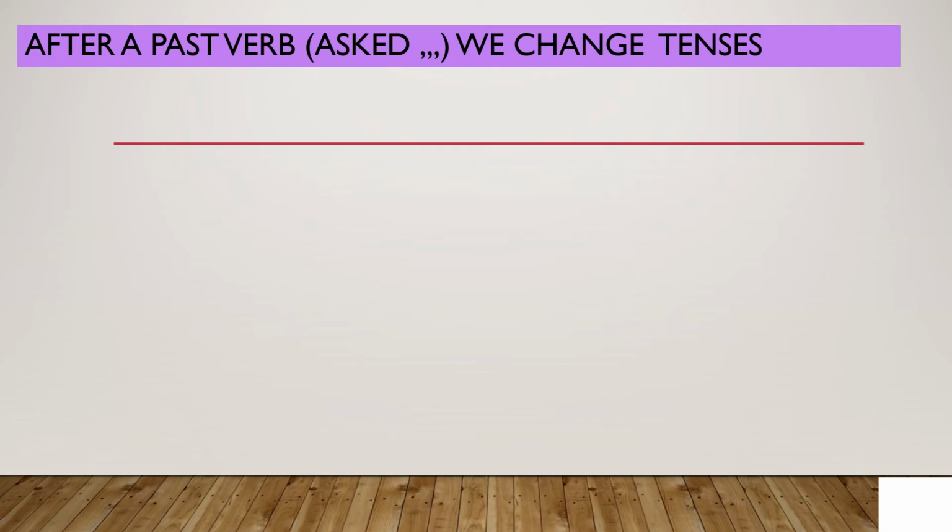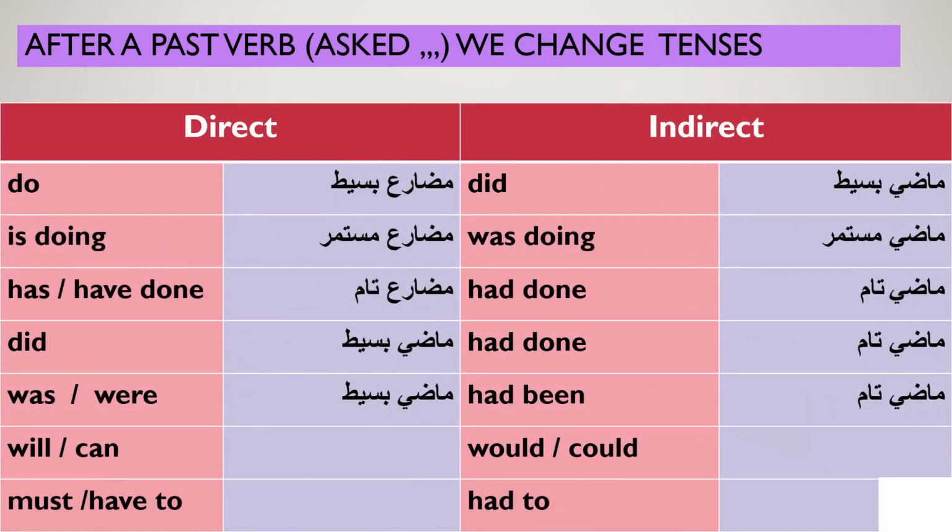Now to the change of tenses. This is a rule. After a past verb, I mean reporting verb, like asked, wanted to know, we change tenses as follows. If we have do, it becomes did, because the present simple becomes past simple. If we have go, it becomes went. If we have play, it becomes played.